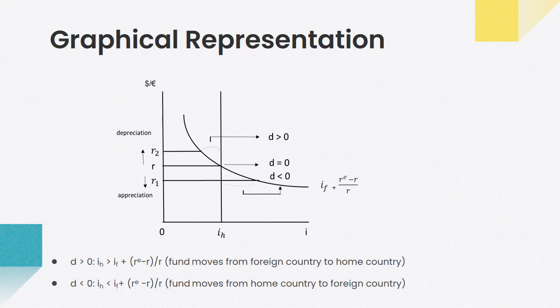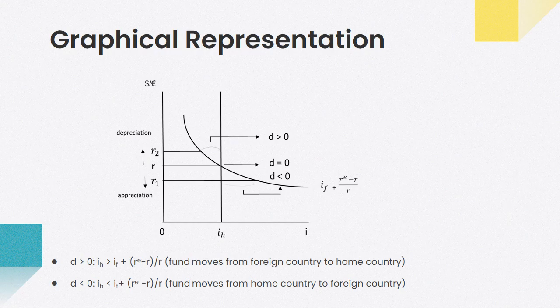So now we will see a graphical representation of uncovered interest parity or UIP. For this graphical explanation, let's consider the US as home country and Europe as foreign country. So we are considering dollar and euro as currencies to describe the graph. In this graph, the vertical line represents the dollar return on dollar deposits. The horizontal line represents rate of return, that is denoted by I here. The downward sloping curve represents the expected dollar return on euro deposits.